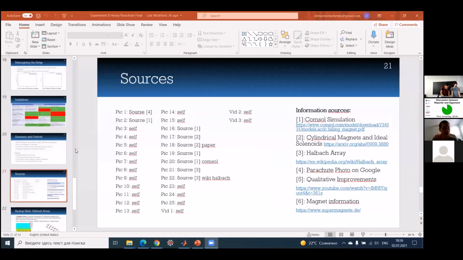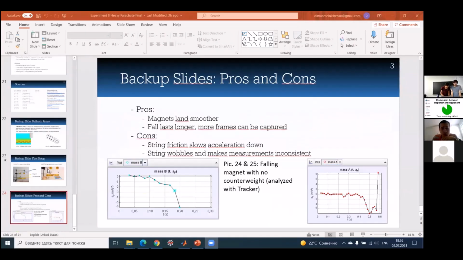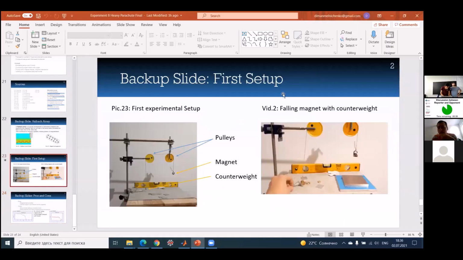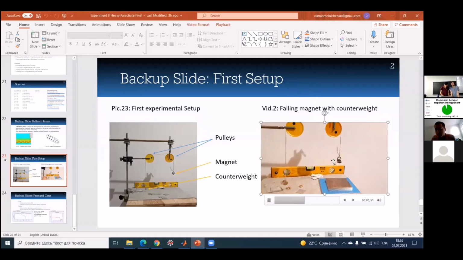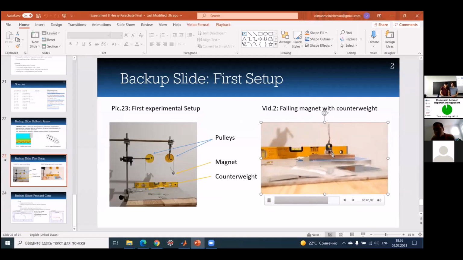So just let me quickly show you. First of all, there were a few things I did not discuss, and one of them was that I have tried another setup to decrease the load on the magnet, and I attached masses on this side to effectively reduce the acceleration, but sadly it didn't help that much because of the friction and this wobbling of the magnet. So as you can see here, it lands much smoother, and I didn't even need to slow down the video, but sadly it does not necessarily rely on the phenomenon itself.